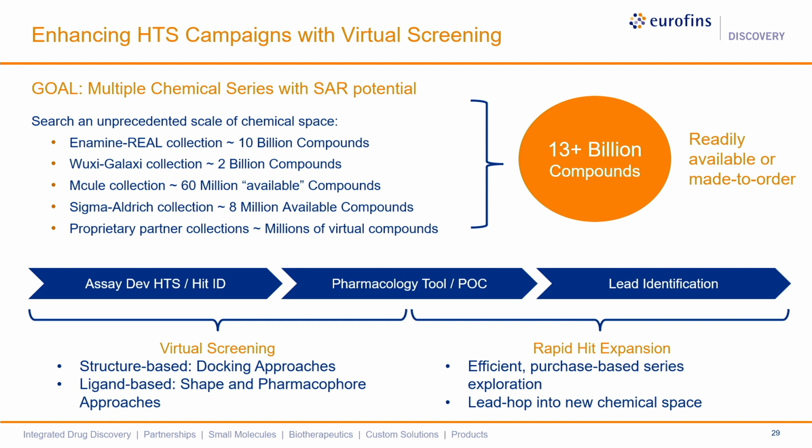The second step is, again, rapid hit expansion. Because you already have the chemical space enumerated, it's very efficient to identify SAR-related series from that space and optimize those compounds for further hit expansion.